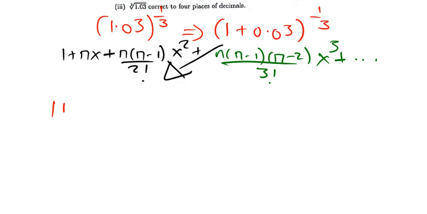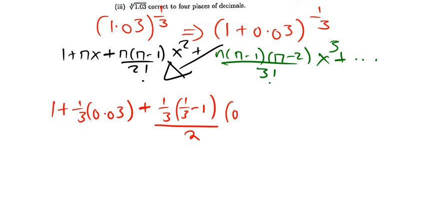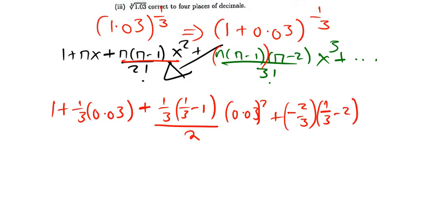Our n in this case is 1 over 3, our x is 0.03, plus 1 over 3 times 1 over 3 minus 1 over 2, 0.03 squared. So to ensure that the next part is easier, we can simplify this, which is already existing there. So 1 over 3 subtract 1 is negative 2 over 3, right? Negative 2 over 3. So we have negative 2 over 3 for the first part, and then we have 1 over 3 minus 2 divided by 3 factorial, which is 3 times 2, which gives us 6, and then x to the power 3, of course that's 0.03 raised to the power 3.